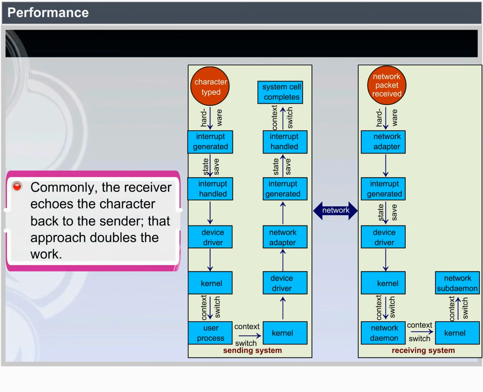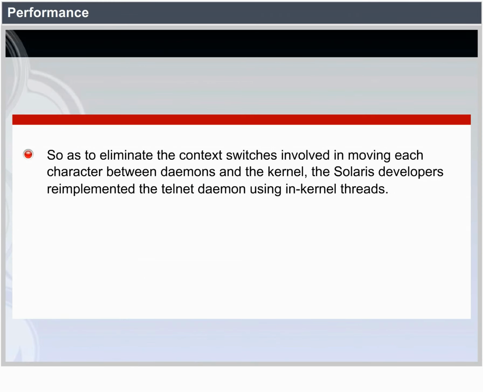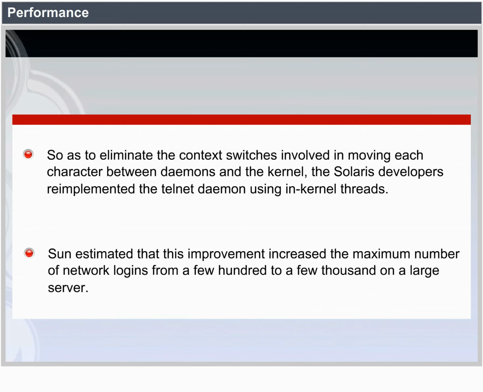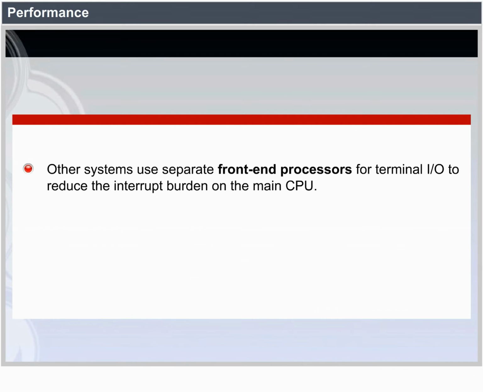To eliminate the context switches involved in moving each character between daemons and the kernel, the Solaris developers re-implemented the telnet daemon using in-kernel threads. Sun estimated that this improvement increased the maximum number of network logins from a few hundred to a few thousand on a large server. Other systems use separate front-end processes for terminal input-output to reduce the interrupt burden on the main CPU. For instance, a terminal concentrator can multiplex the traffic from hundreds of remote terminals into one port on a large computer.